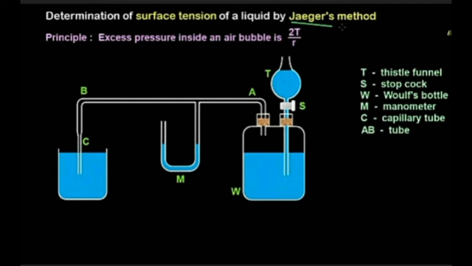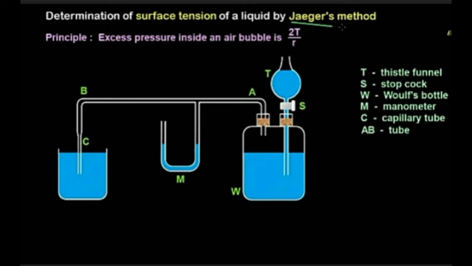It attains a hemispherical shape of radius r equal to the radius of the end D of the capillary tube. Now, the difference h in the levels in the two limbs of the manometer is maximum and is noted. The bubble becomes unstable and breaks. The radius r of the opening D of the capillary is found out by microscope.